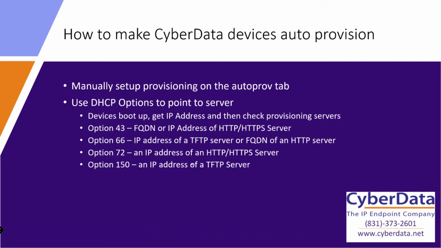So the different options that you can play with are option 43, option 66, option 72, and option 150, and they all function a little bit differently. So for option 43, what that does is that gives you the capability to list an FQDN, or fully qualified domain name, or an IP address specifically of an HTTP or HTTPS server.